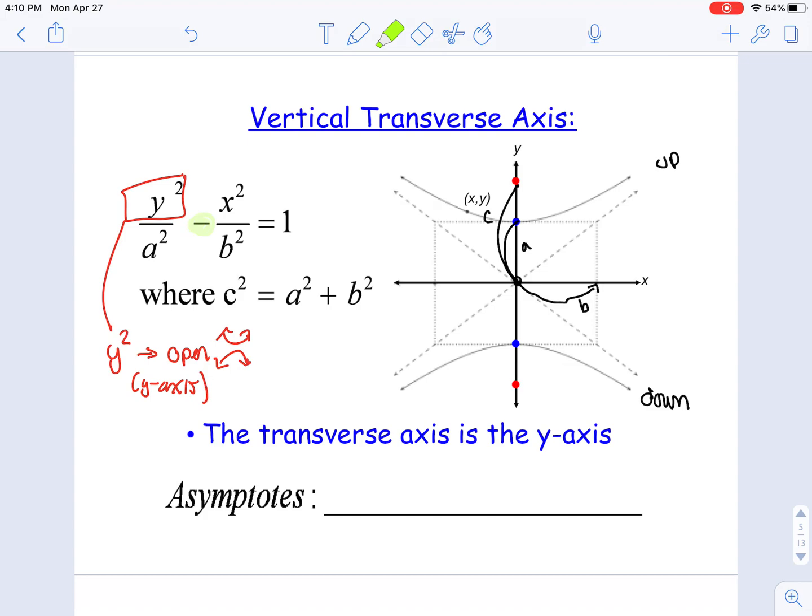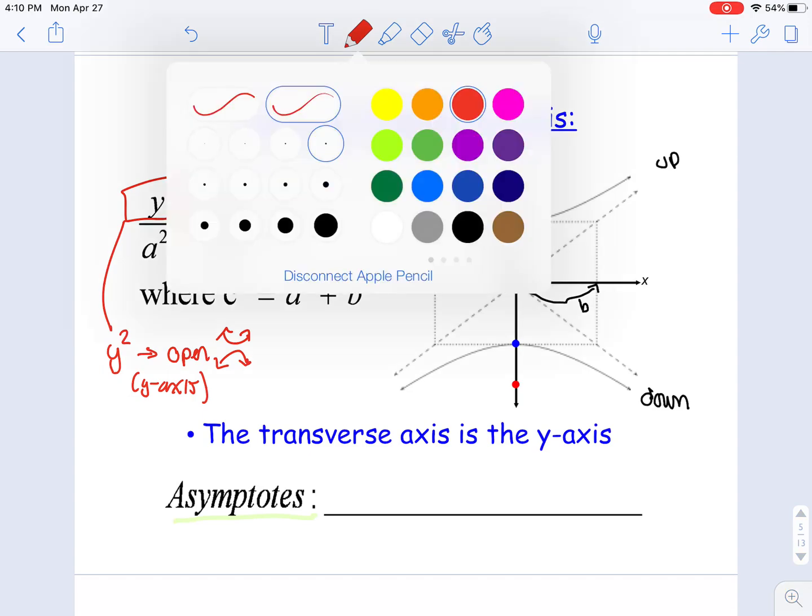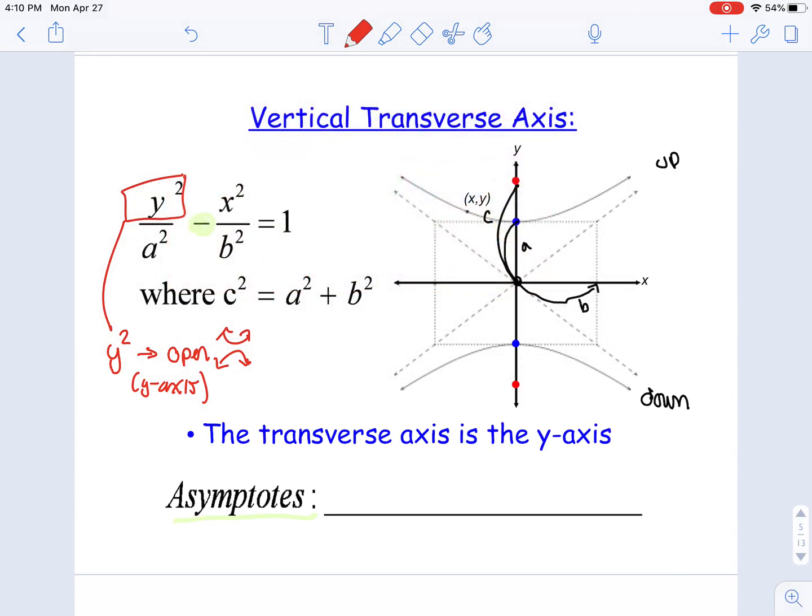Okay, when we think about the asymptotes this time, and here's why I always hesitate to memorize the equation for asymptotes, because you have to really pay attention to the direction that it's going. If you wanted to know the equation of the asymptotes this time, so if I wanted to know the equation of this line, once again, think about my slope.